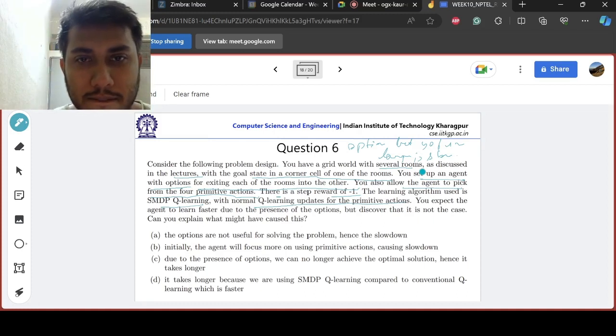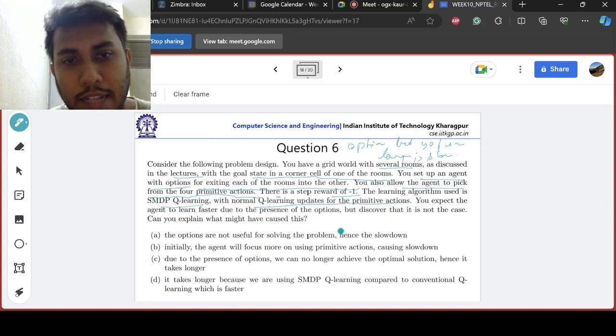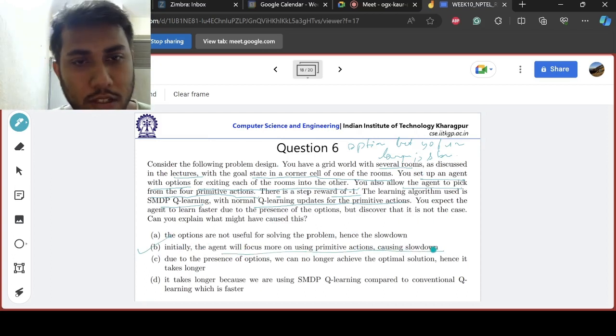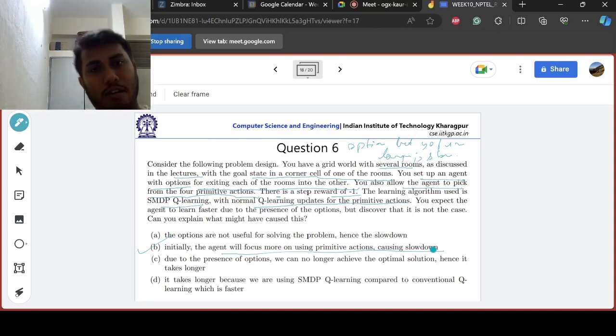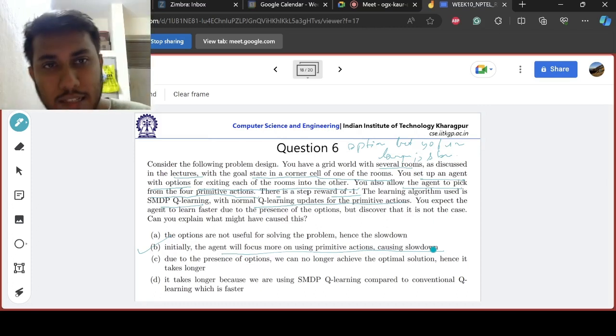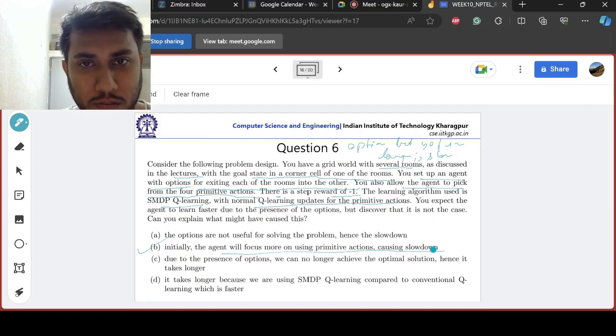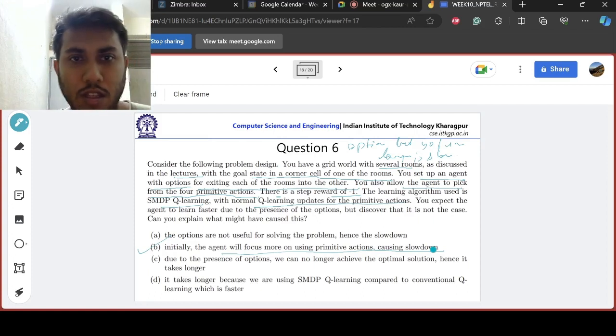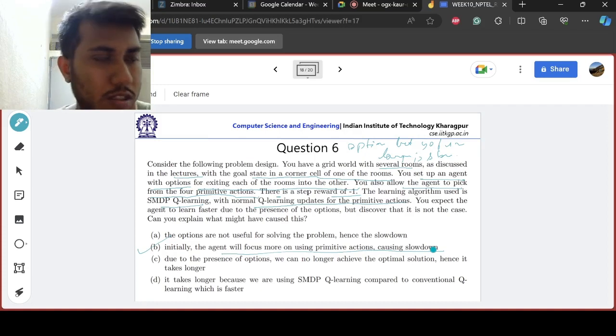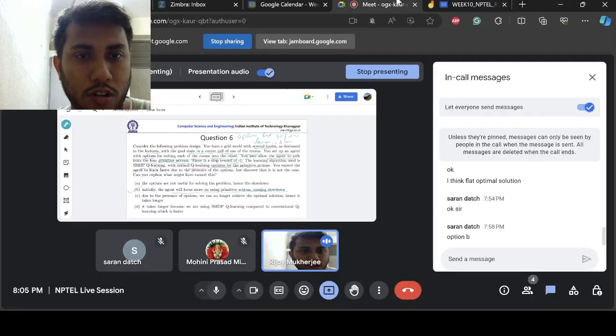So what will happen? One of the reasons is that the agent is actually focusing more on the primitive actions, the actions inside the options, which is where it spends more of its time. So that's the reason it is causing a slowdown.